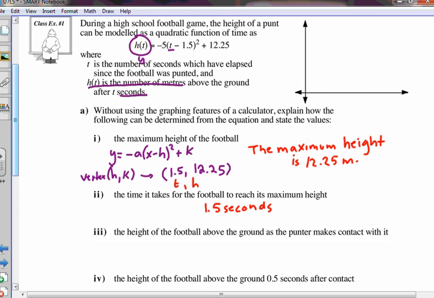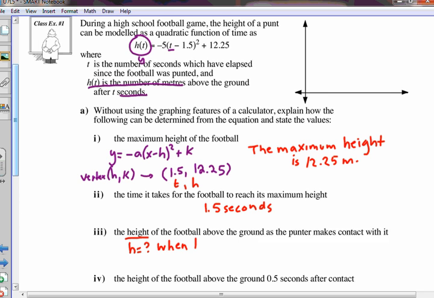All right, so now it says the height of the football above the ground as the punter makes contact with it. So we're looking for the height. So which variable is going to be the height? We're looking for h, and it says above the ground as the punter makes contact. So we obviously need to know something about the time. What time is it that we actually make contact with the ground? 0. That's our 0. So that's when time equals 0.